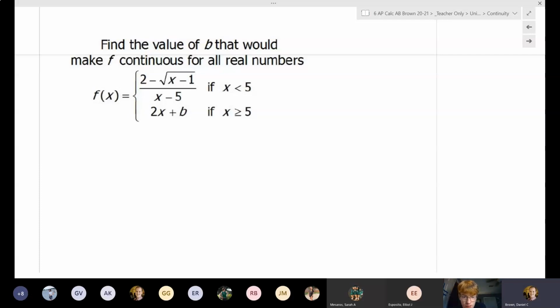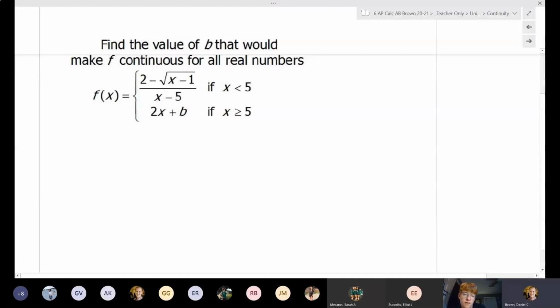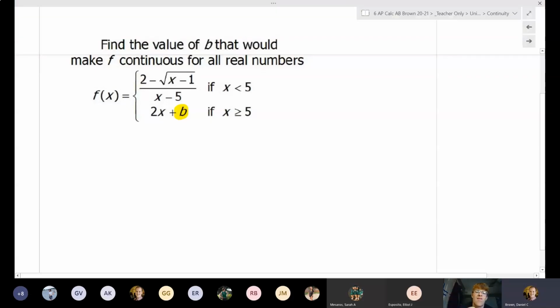But when you're looking at this one, I have: find the value of b that would make f continuous for all real numbers. And so I have this piecewise function. I have one piece that's happening when x is less than 5, and then I have another piece that is existing when x is greater than or equal to 5. And I need to figure out what this b value is to make this function continuous.